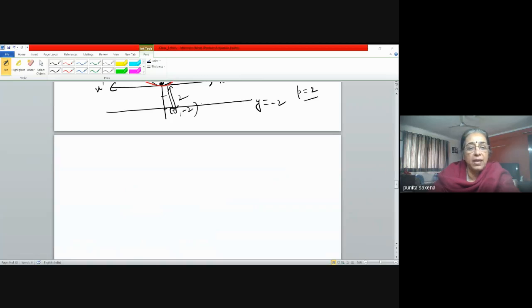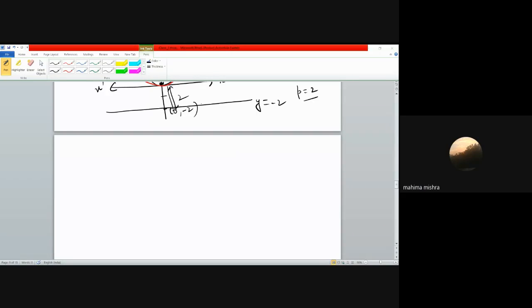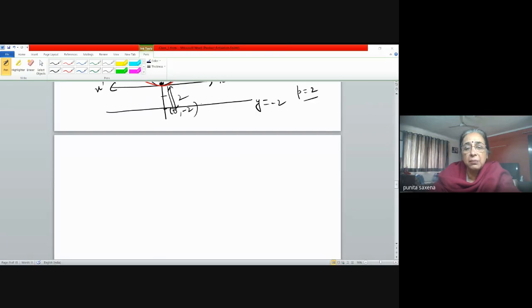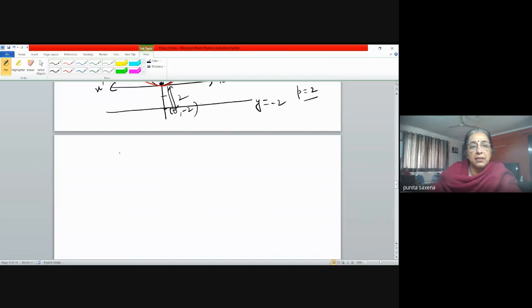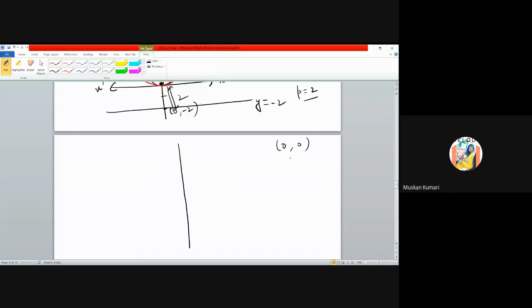I mean, is the query answered or not? यस मैम. मैम, -3 का भी एग्जाम्पल करके बता दीजिए ना. -3 मतलब? y is equal to -3, वर्टेक्स is 0, 0. हाँ, तो उसमें क्या फर्क पड़ रहा है? -2 की जगह -3 ले लो. वर्टेक्स is 0, 0 और डायरेक्ट्रिक्स कौन सा लेना है? y equal to -3. यस मैम. तो ये रहा.